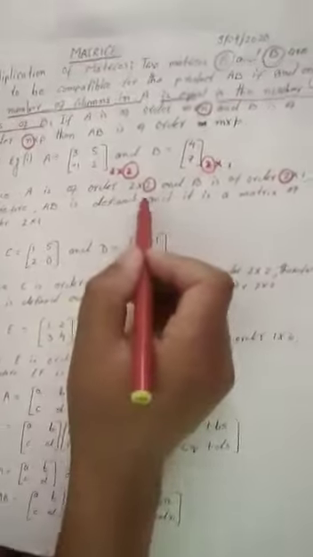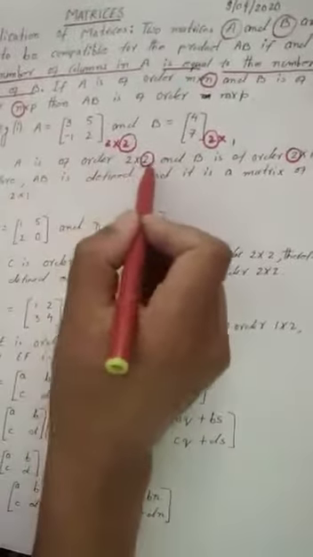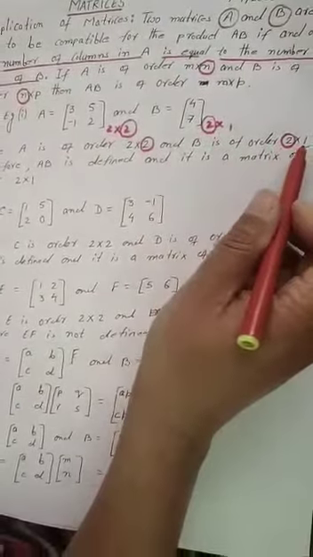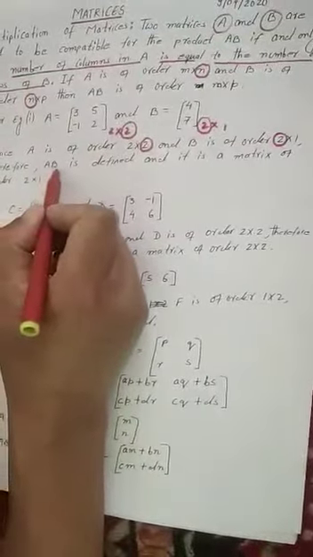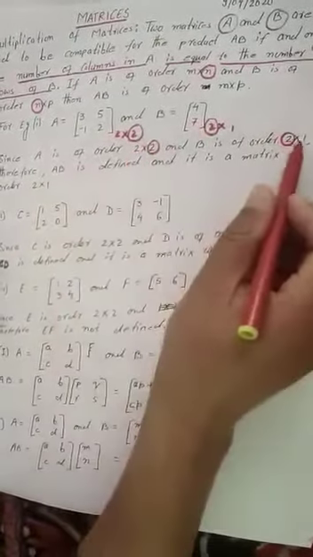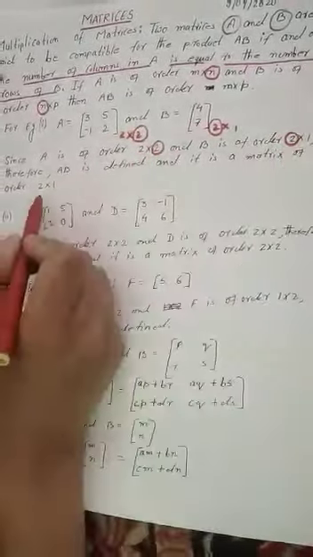For example, out here the order of A is 2 by 2 and the order of B is 2 by 1. Therefore the order of AB will be 2 by 1. 2 by 1, the uncommon ones, 2 by 1.